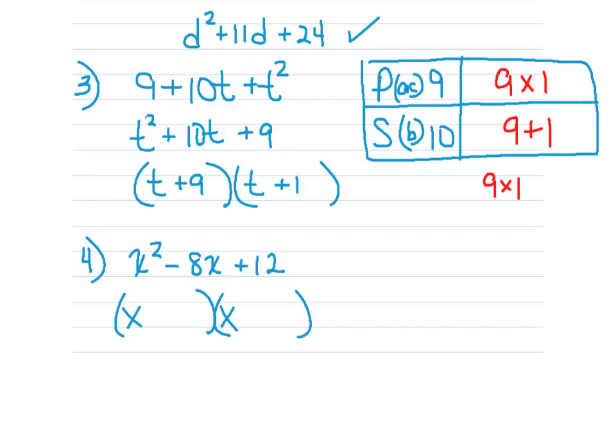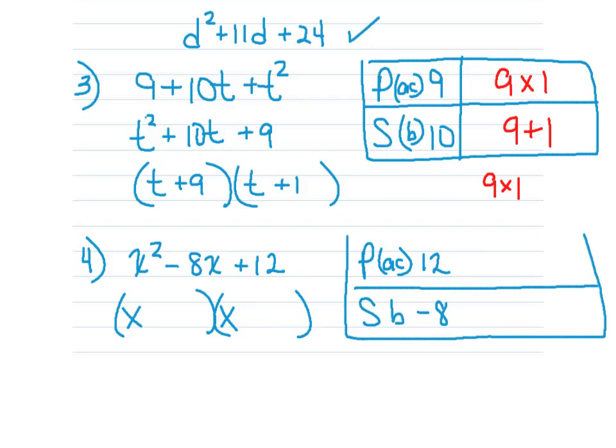I need to find 2 numbers whose product is positive 12. A times c is positive 12. And whose sum is negative 8. Well, let's think about that. 2 numbers whose product is positive and whose sum is negative. These 2 integers must both be negative, because when you have a positive product, they have to have the same sign, and they add up to a negative. Therefore, both of my numbers are negatives.